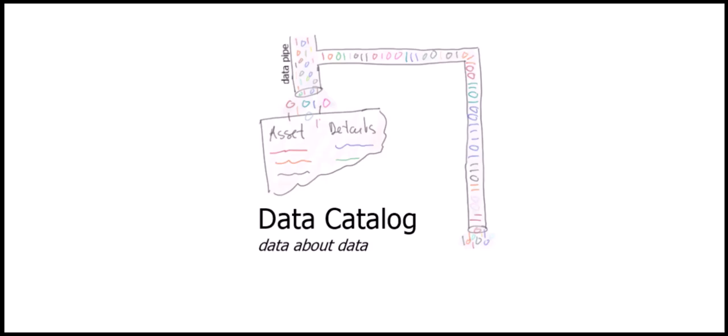So really what we want to know are all of those details. What is the data asset? What does it look like? And what are those details associated with it? What are the ones and the zeros? Let me give you an example of what that might look like.